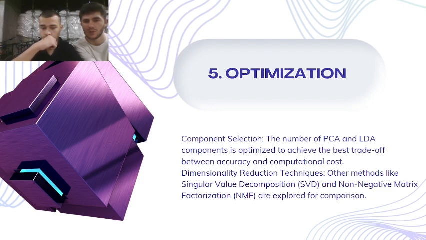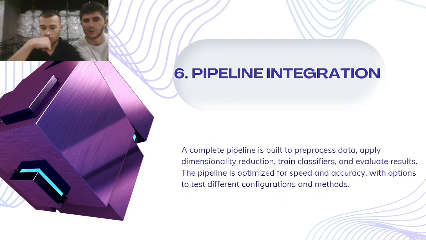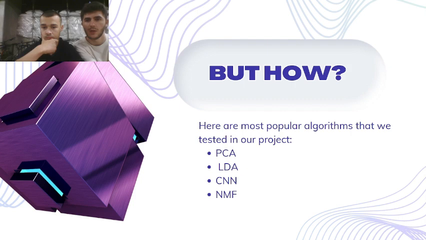Dimensionality reduction techniques. Other methods like SVD and non-negative matrix factorization are explored for comparison. And pipeline integration. A complete pipeline is built to preprocess data, apply dimensionality reduction, train classifiers, and evaluate results. The pipeline is optimized for speed and accuracy with the option to test different configurations and methods. But how?